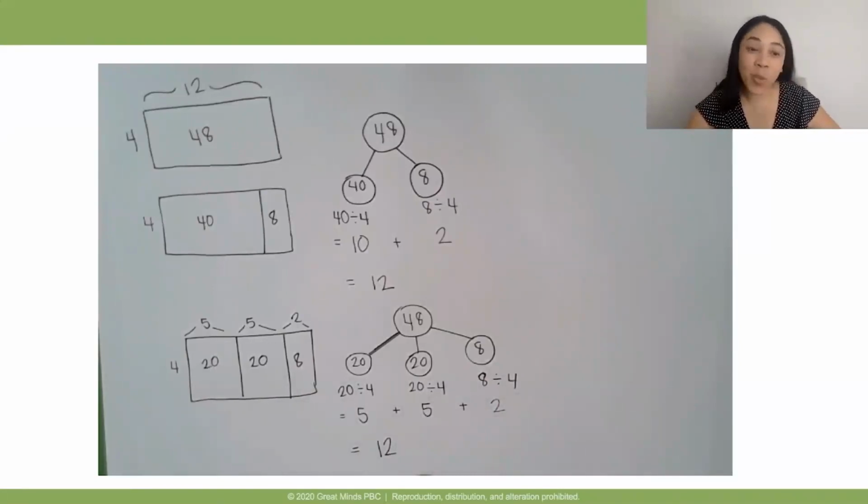Go ahead and pause the video one more time for this problem to explain why different ways of partitioning still gives us the same correct side length of 12 units.